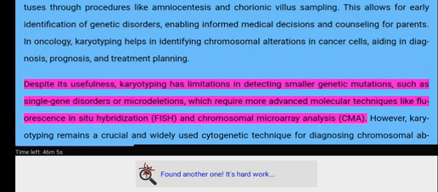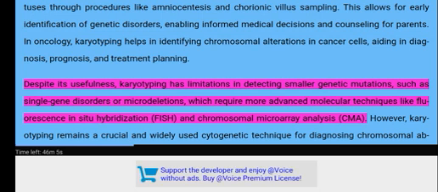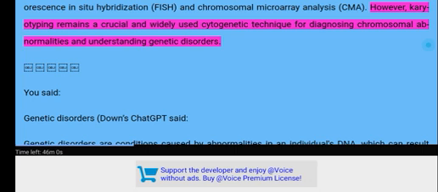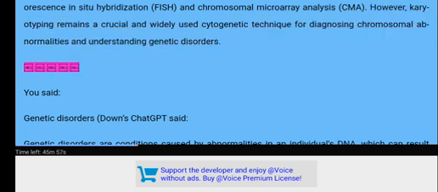Despite its usefulness, karyotyping has limitations in detecting smaller genetic mutations, such as single-gene disorders or microdeletions, which require more advanced molecular techniques like fluorescence in situ hybridization (FISH) and chromosomal microarray analysis (CMA). However, karyotyping remains a crucial and widely used cytogenetic technique for diagnosing chromosomal abnormalities and understanding genetic disorders.